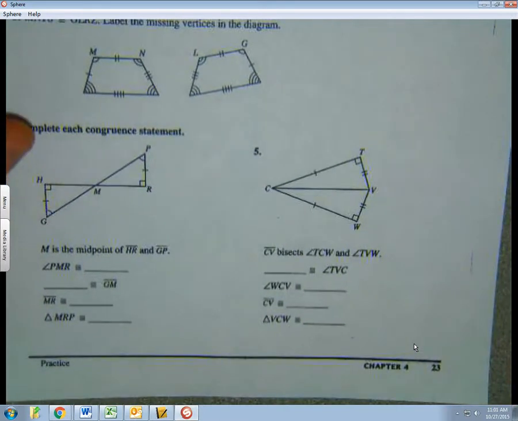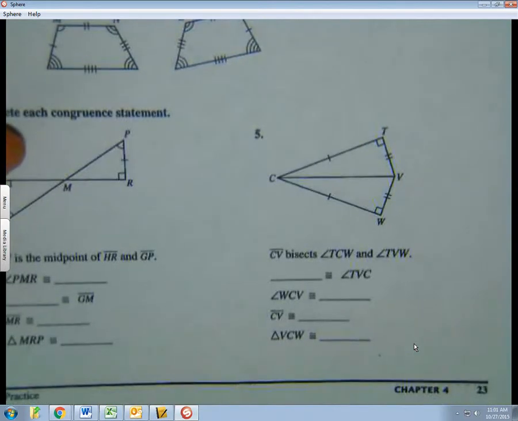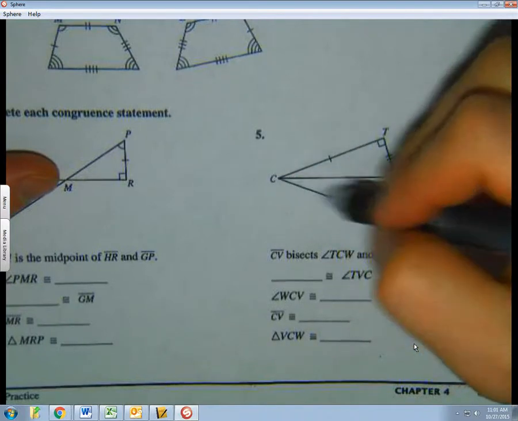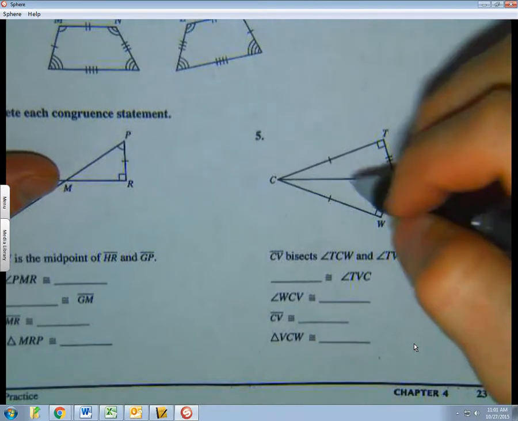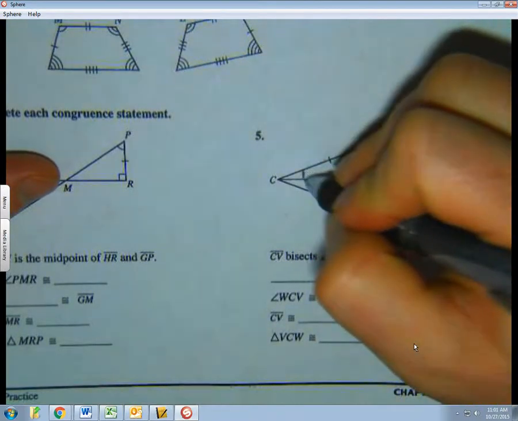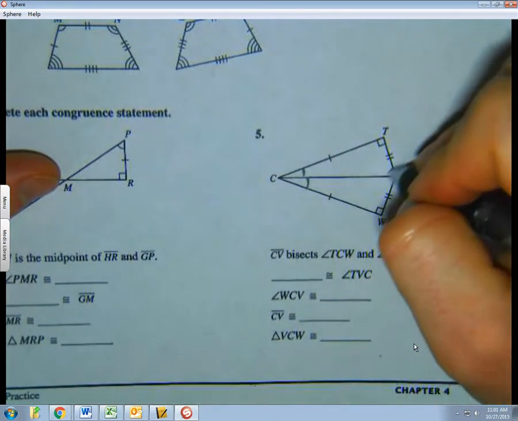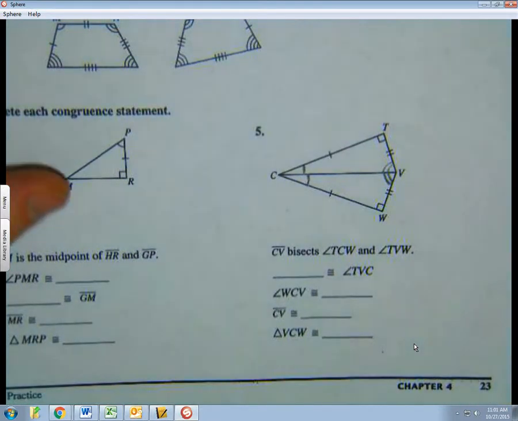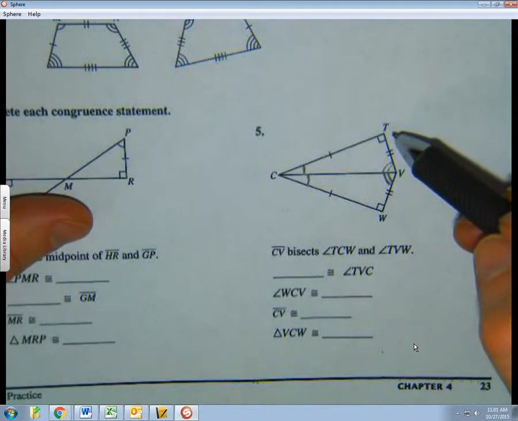So CV bisects this TC, W, and TV. So bisect means it's going to cut this in half. That means those are the same, and then it also means that those are the same. Okay, so I might draw 2 separate ones just to really see it.